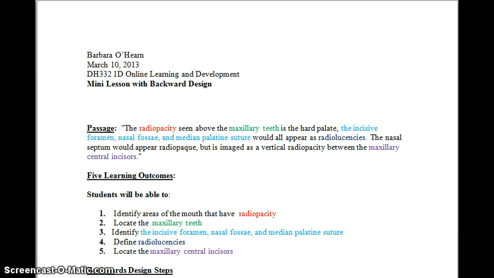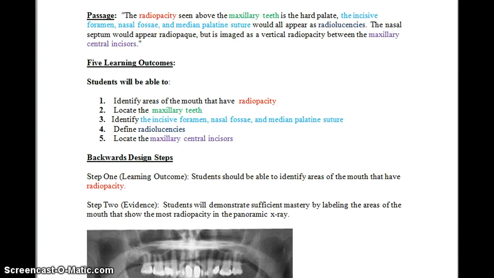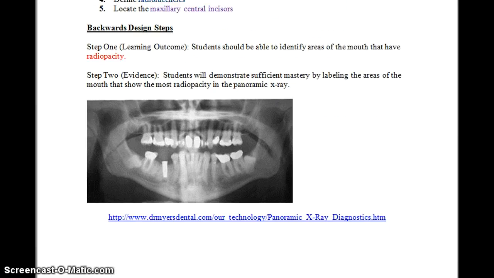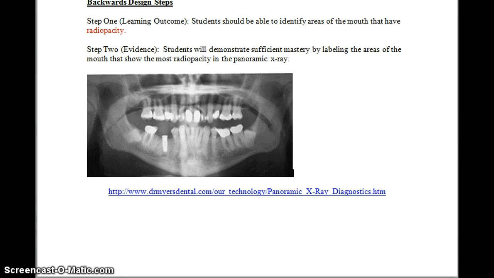The passage I received referenced radiopacity. In my 5 learning outcomes, number 1 states that students will be able to identify the areas of the mouth that have radiopacity. The first step in backward design is to state your learning outcome. Students should be able to identify areas of the mouth that have radiopacity.